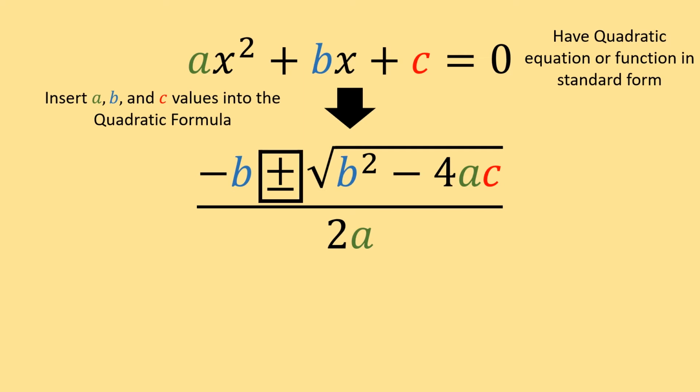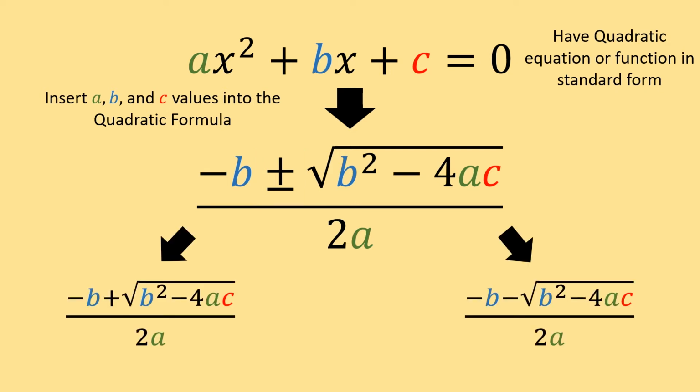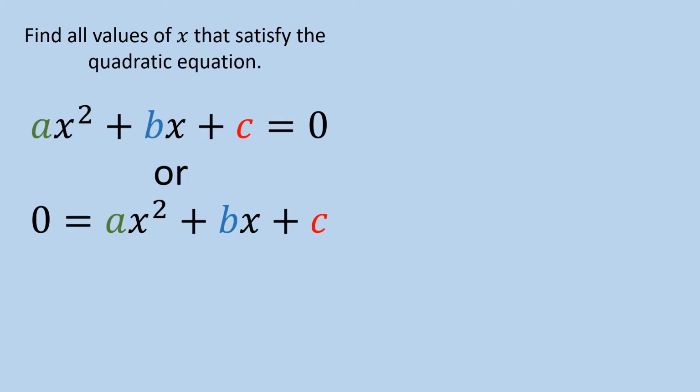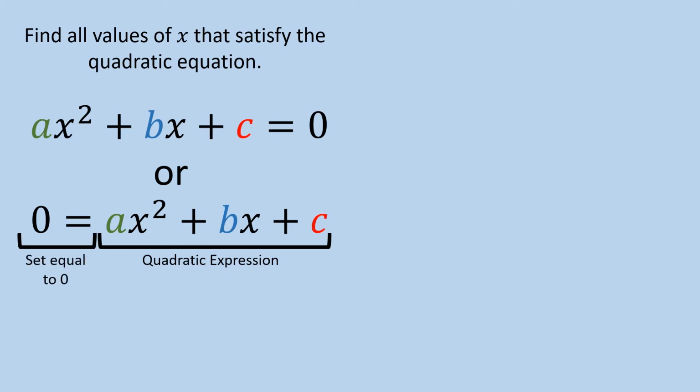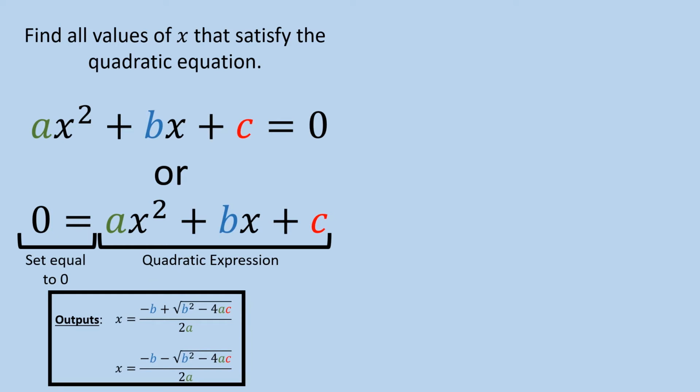Notice the plus minus symbol in the quadratic formula. This tells us that there are going to be two values we get whenever we use it. One value when we use the plus sign, and we get another value when we use the minus sign. So let's talk about two scenarios where you use the quadratic formula. One scenario is when you have a quadratic equation where you have a quadratic expression set equal to 0. Here, we're going to get two values of x that can satisfy the equation when we use the quadratic formula.